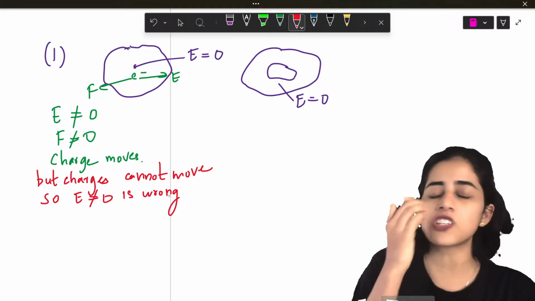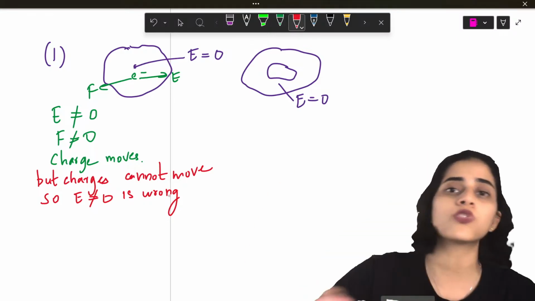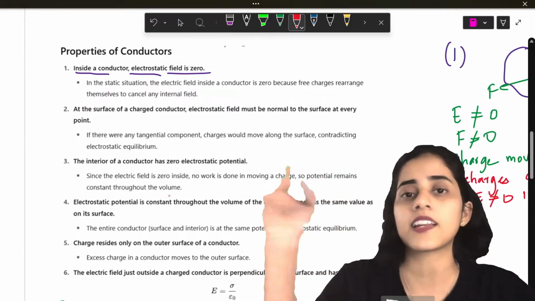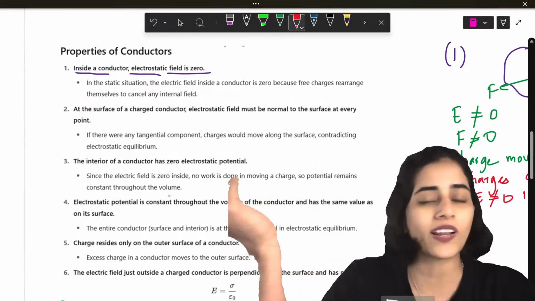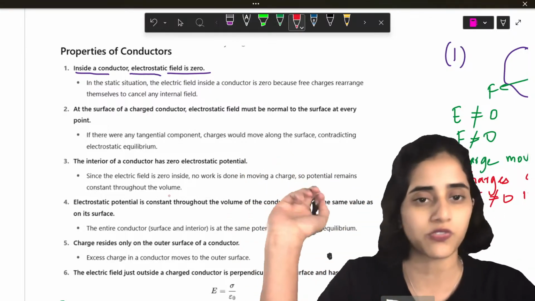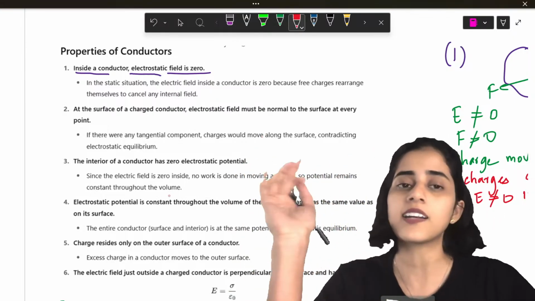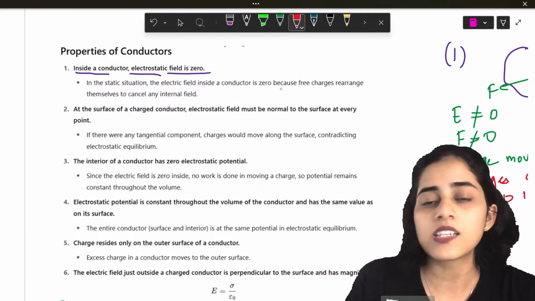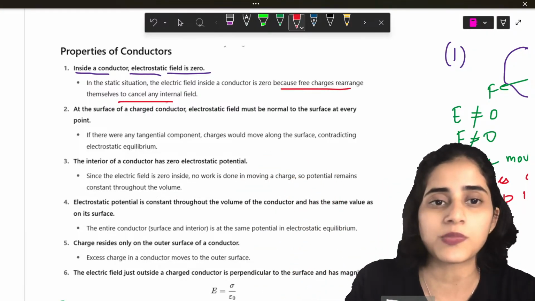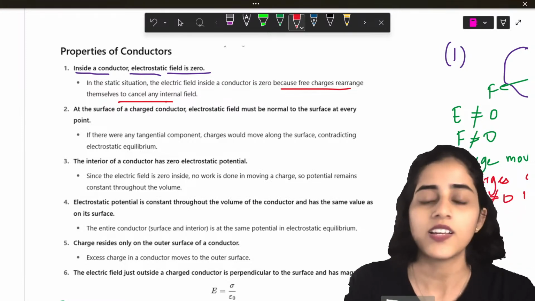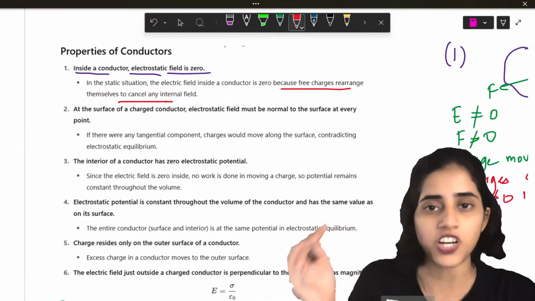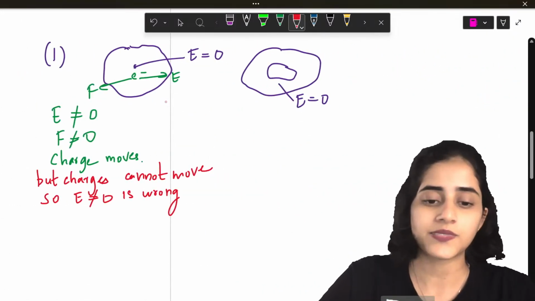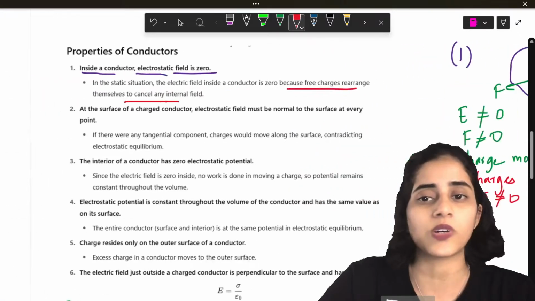Now, this explanation is for all the curious kids out there who want to know how this happens. If you only want to learn that inside a conductor the electric field is 0, you're more than welcome to do that. For your PU exams, that's more than enough. You just have to learn that inside a conductor the electrostatic field is 0, because free charges rearrange themselves to cancel any electric field. If there are charges, they're all free charges, they rearrange, they cancel. Okay, next one.